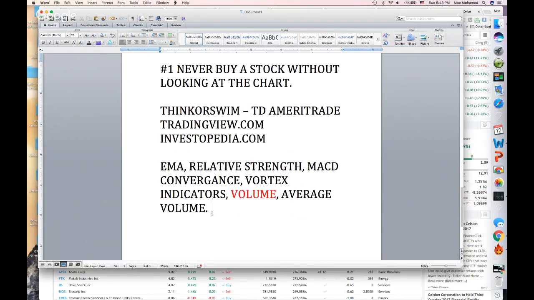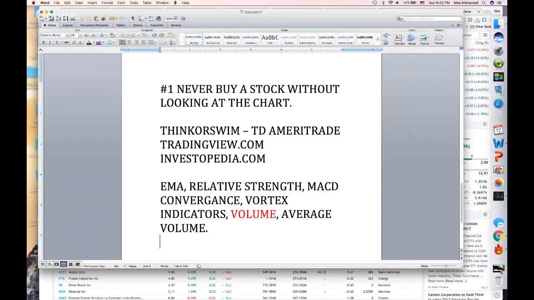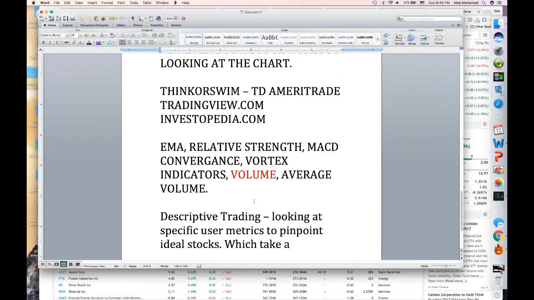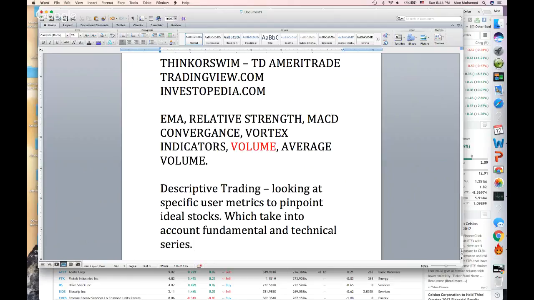So yeah, we're at technical trading. And then the last one, I know I said we talked about combining all three, but descriptive trading is more of a screener kind of thing. So the descriptive trader is looking at specifics, specific metrics, to pinpoint ideal stocks, which take into account fundamental and technical series. So a descriptive trader is taking something super minute and trying to make a big deal about it.